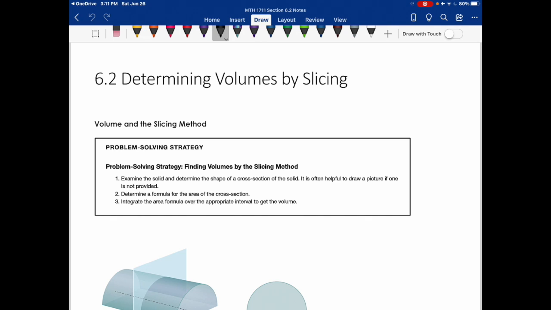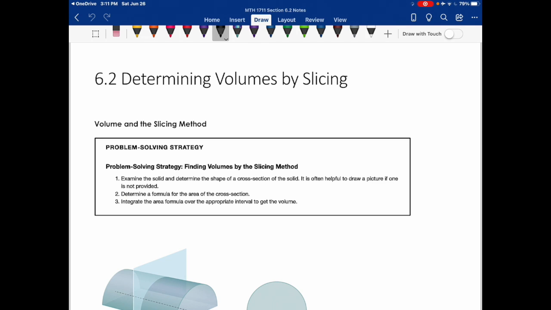In the previous section, we used definite integrals to find the area between two curves. And now in this section, we're going to actually use definite integrals to find volumes of three-dimensional solids. So I'm going to show you in this section three methods that we can do this. There's a method called slicing, there is a method called discs, and then there's a method called washers.